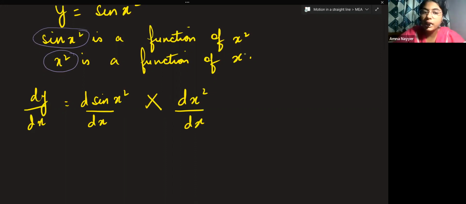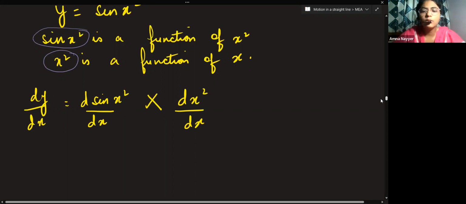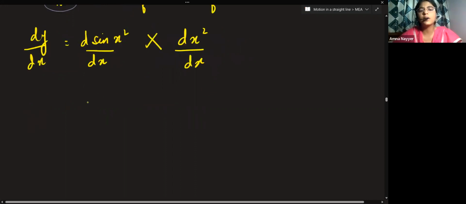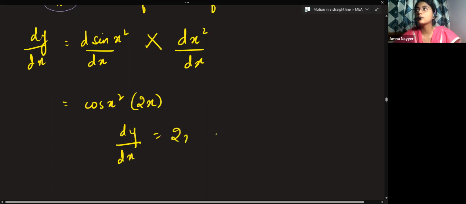So you are differentiating sine x square multiplied by d of x square. Now this you have to solve. Sine x square will be cos x square, and x square gives 2x. So your answer becomes dy over dx is given as 2x cos x square. Just note it down.